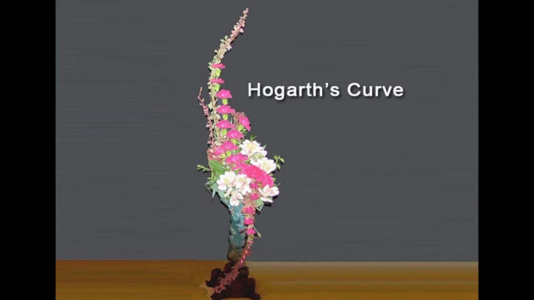Hogarth's curve is named for English painter William Hogarth, who introduced designs shaped like the curves of the letter S into floral design. The elements of flower arrangement include line materials, which are the first pieces placed in a design to establish the overall width and height.